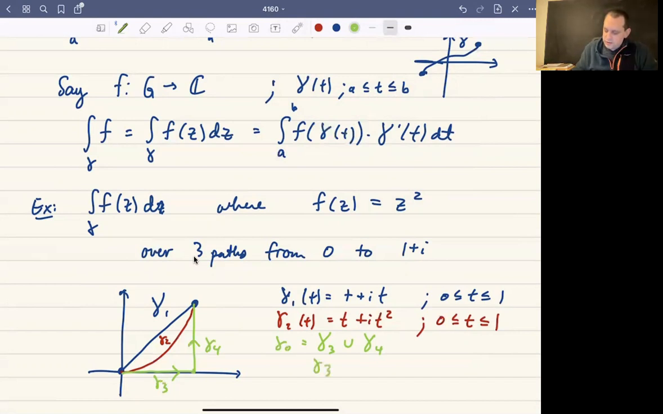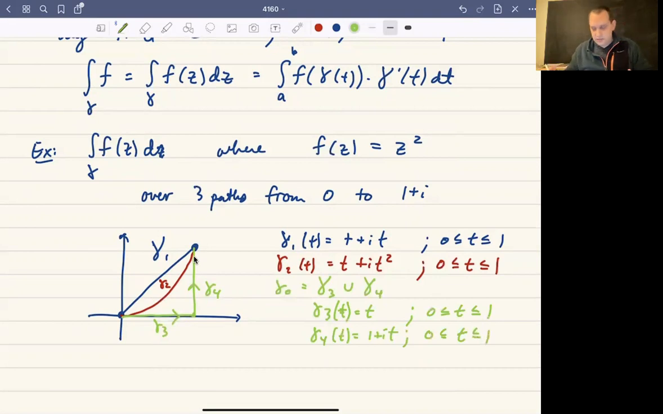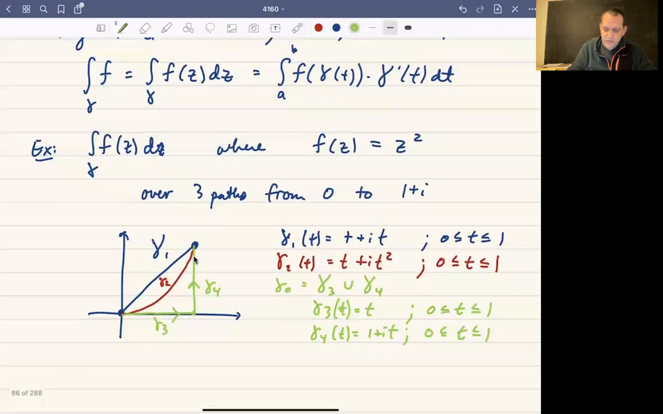So here gamma 3 is going to be defined as just t plus 0, so really just t, where t goes from 0 to 1. And then gamma 4 of t is going to be 1 plus it, again, as t goes from 0 to 1. Notice that t goes from 0 to 1 in all of these parameterizations. That's just a matter of convenience, actually. And so let's calculate these integrals now, and let's see how this works out.